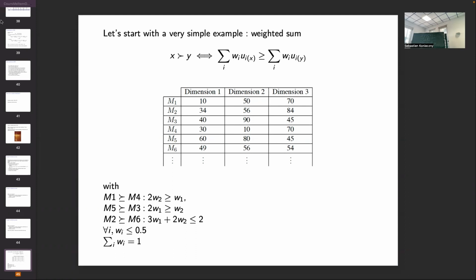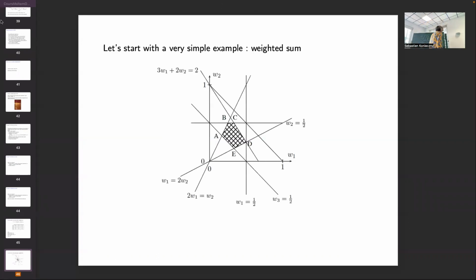I will do the same thing for another example that he gave me, and I will find this one, and I will do this one also. Maybe I will put other constraints saying that the sum will be 1, and for each criterion, I don't want to have more than 0.5. So if I do this, I will have a feasible region here, okay?